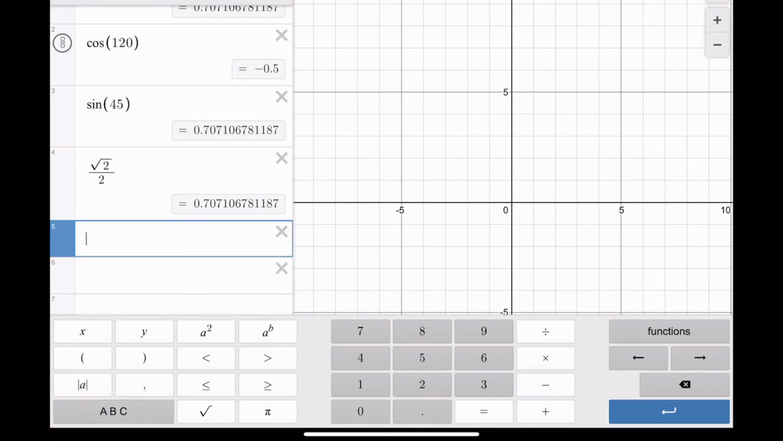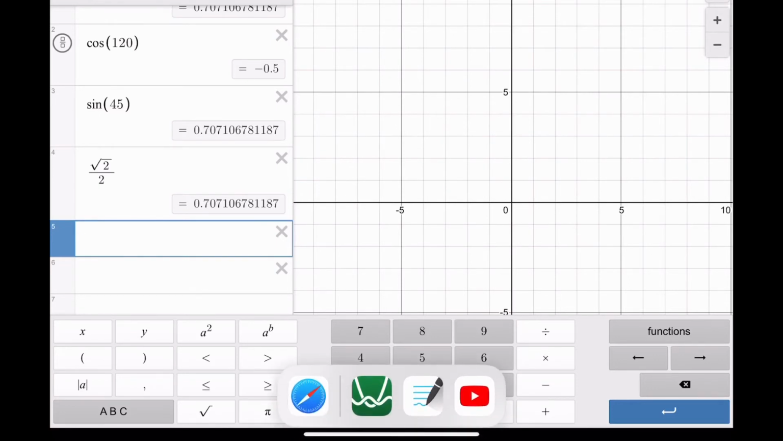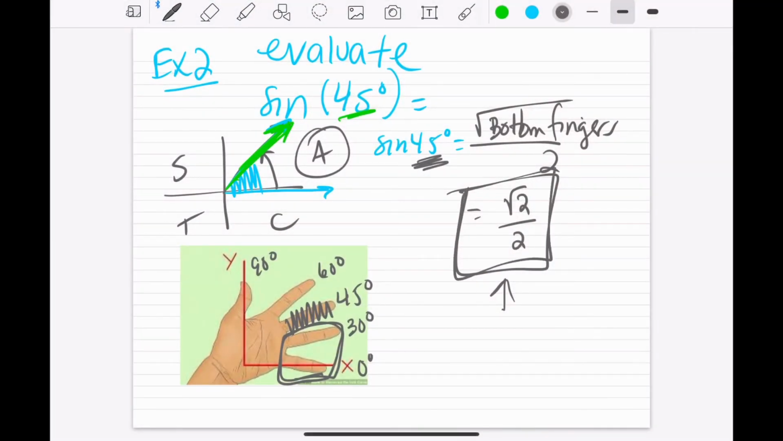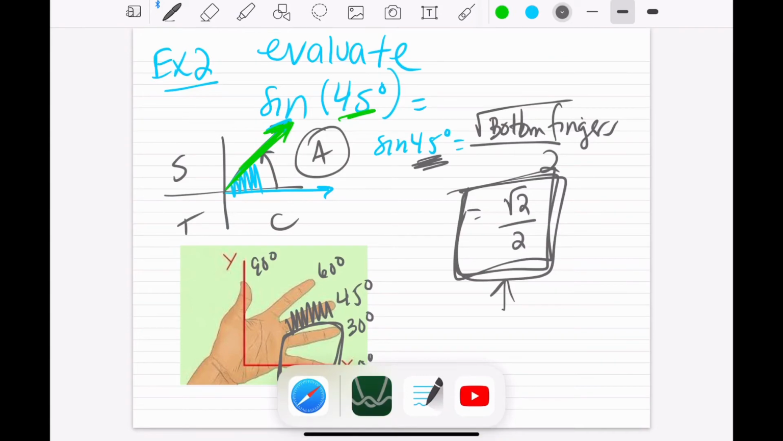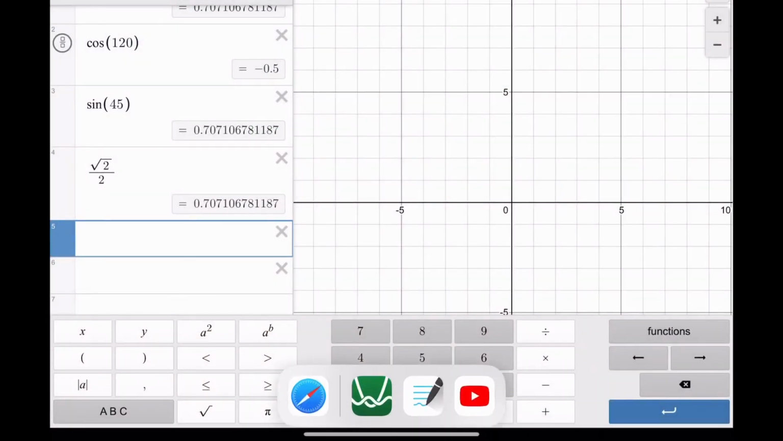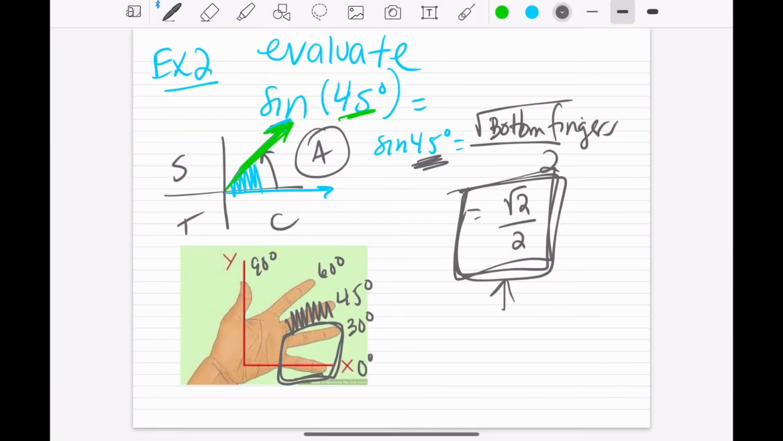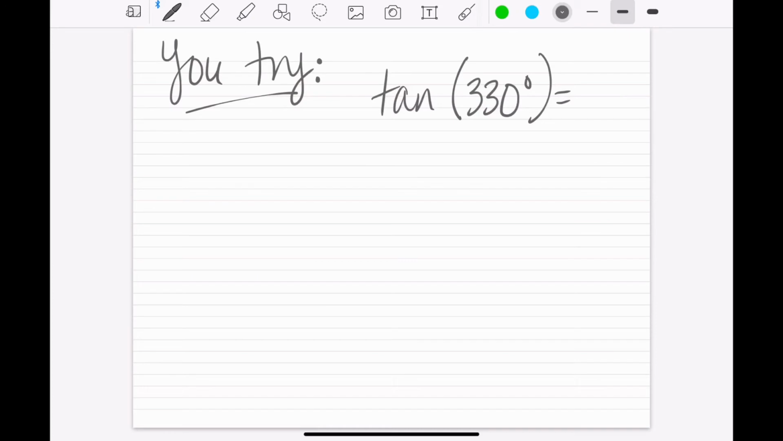But since our answer is an exact value, we want to leave it as a fraction. We don't want a decimal. On your classwork and on tests, your answer should be square root of 2 over 2. If you give me this decimal here, I'm going to mark it wrong. Remember, these answers are exact values. In other words, we want fractions or ratios. We do not want decimals. Go ahead and pause the video, try this, then come back after you've attempted the problem.